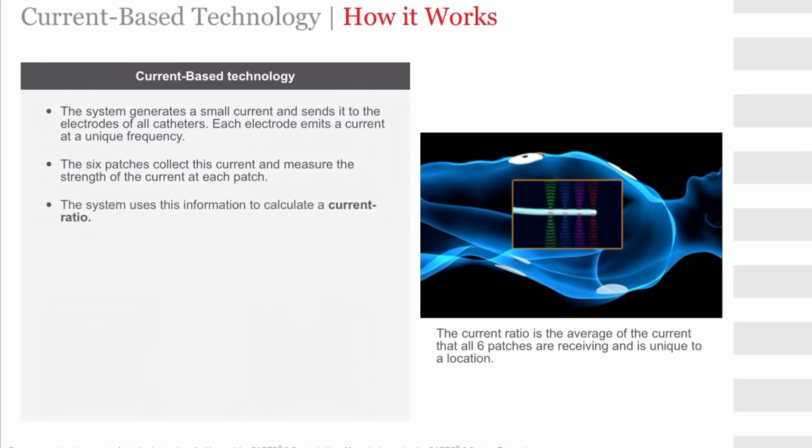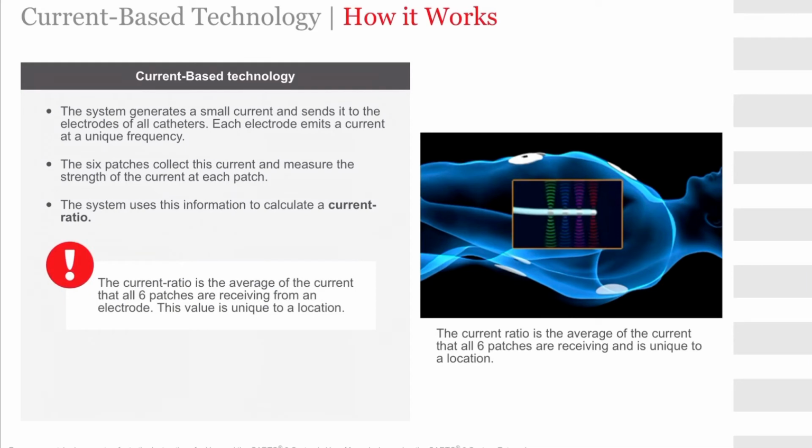The system uses this information to calculate a current ratio. A current ratio is the average of the current that each patch is receiving. This ratio is unique to a location and helps identify the location. As the catheter moves, the system recalculates the current ratios and thus can constantly update the catheter location information.